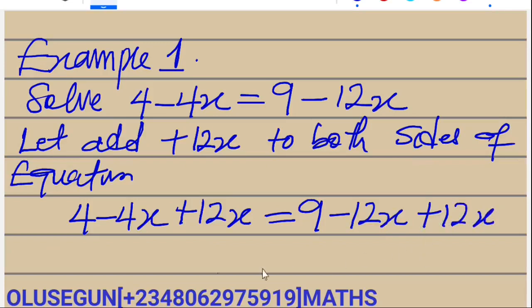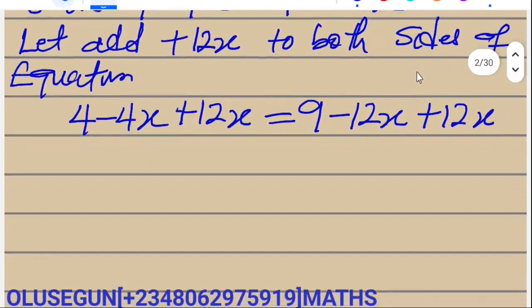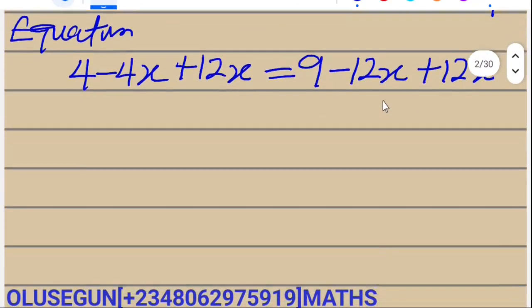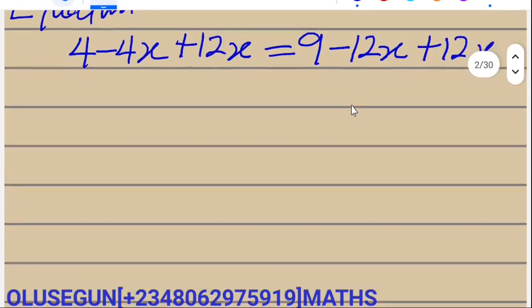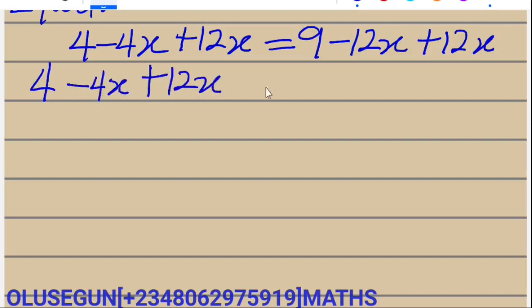So now the method I'm just trying to use here is that I want to collect the like terms. But this is just an elementary equation. That is why, for this minus 12, I need to add plus 12 to both sides. So this can cancel to be 0. So we have 4 minus 4x plus 12x is equal to 9. So this has now turned to 0.